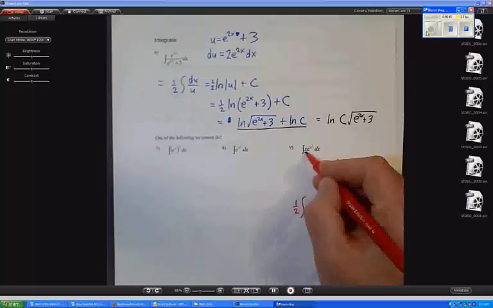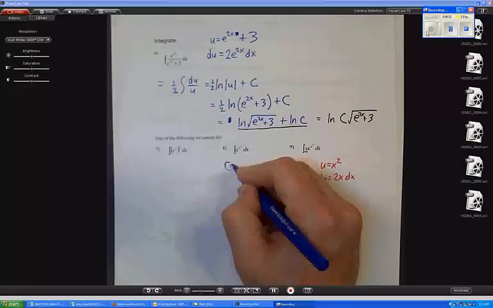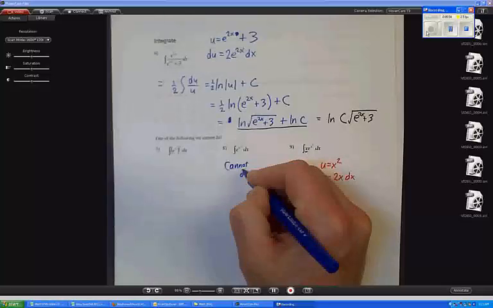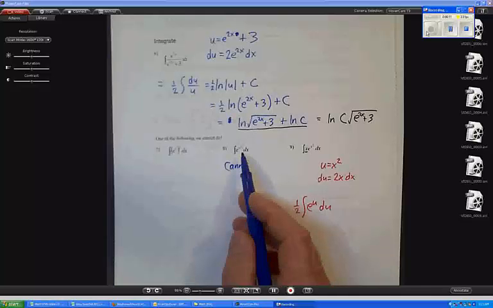Yeah, number 8 cannot do. Cannot do in Calc 2. Cannot do in Calc 3. Cannot do at all. It's not in terms of elementary functions. Unless someone came up with a u substitution I'm not thinking of. No, I know you can't. You have a question? Mike?